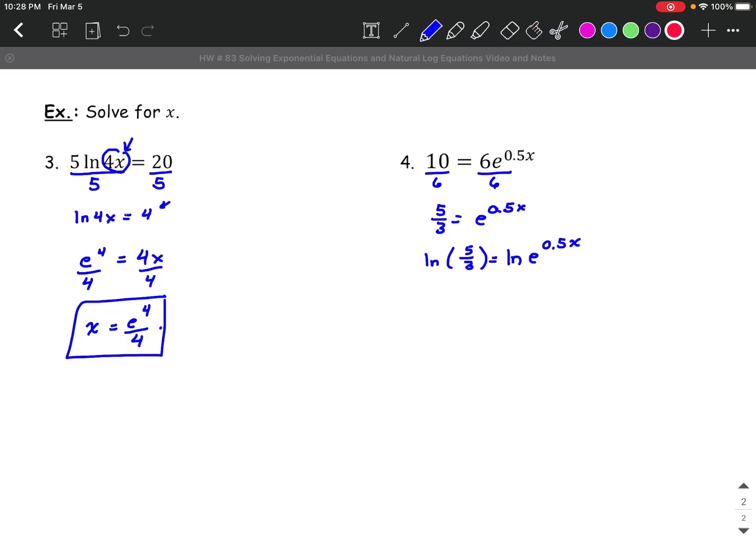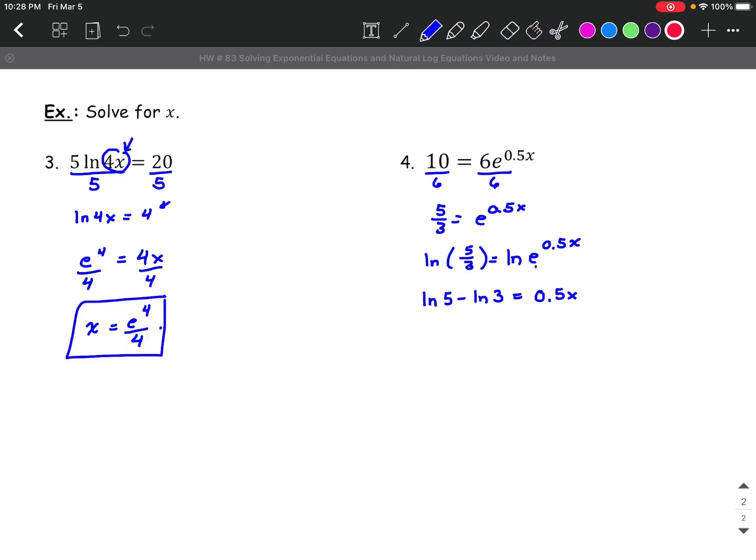Now, according to our laws of logs, on the left-hand side, we're going to have the natural log of 5 minus the natural log of 3, right? Because when we divide, we actually subtract the exponents, and logs are exponents. And this is equal to, and we just said that the natural log of e to an exponent is just that exponent because the natural log and the e are inverses.